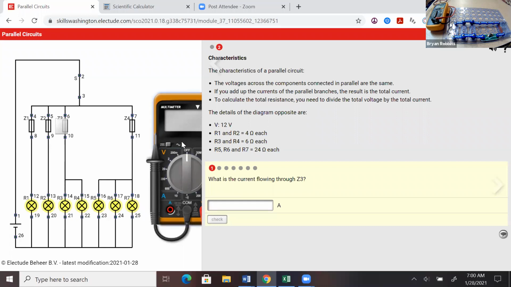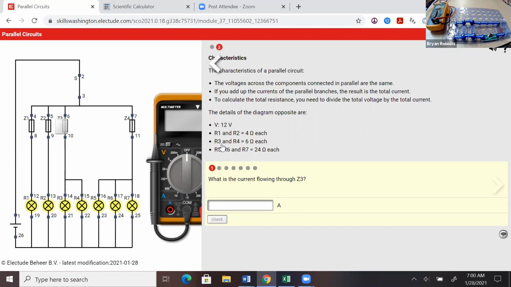Now we have here a little meter that we could use to actually measure the current. But remember, in our real world example, we didn't have the ability to measure current. We didn't have the ability to measure amperage. And so we're just going to do this using math. So what's the current flowing through Z3? Well, Z3 runs R3 and R4 light bulbs.